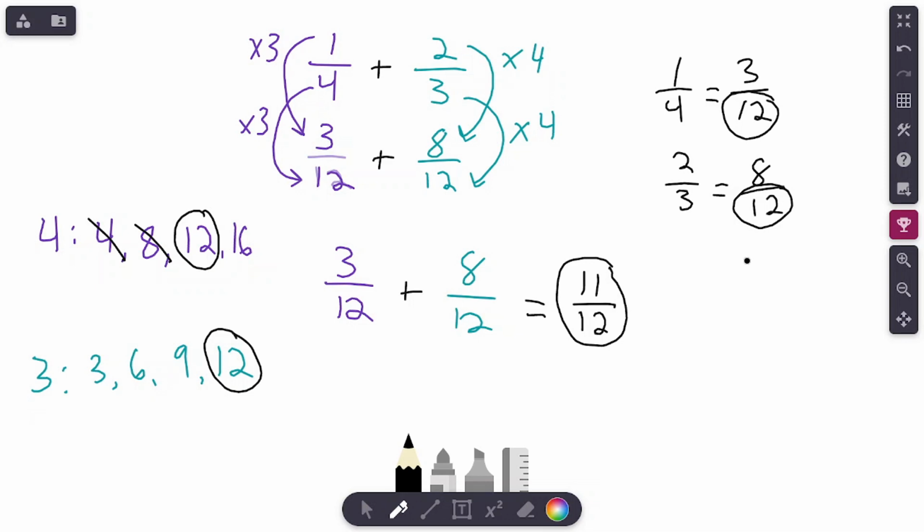When they have the same denominator, that allows us to easily add the numerators. If the denominators aren't the same, like we started out with, we can't just add these straight across. So what we had to do is find common denominators. That's why we skip counted. We listed out the multiples of our denominators. We found one they had in common. We created equivalent fractions. Then we took those fractions and we added to get 11/12.